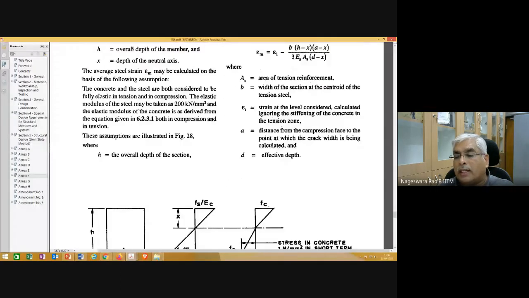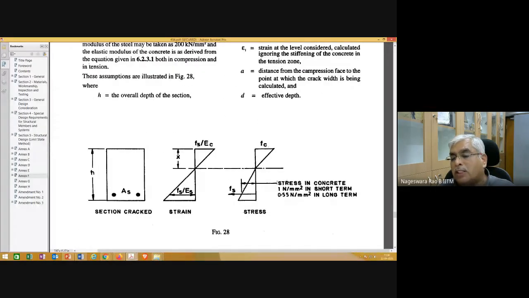So that is what is mentioned here in the figure: stress in concrete at the level of tension steel. Take it as 1 Newton per mm square for the instantaneous case, that is nothing but short term, and 0.55 Newton per mm square in the long term.